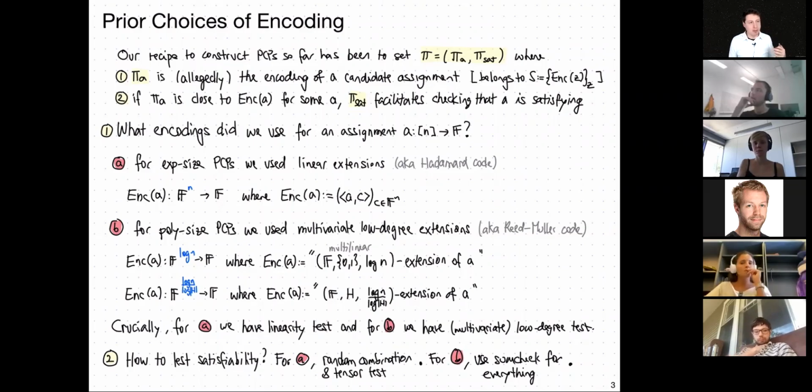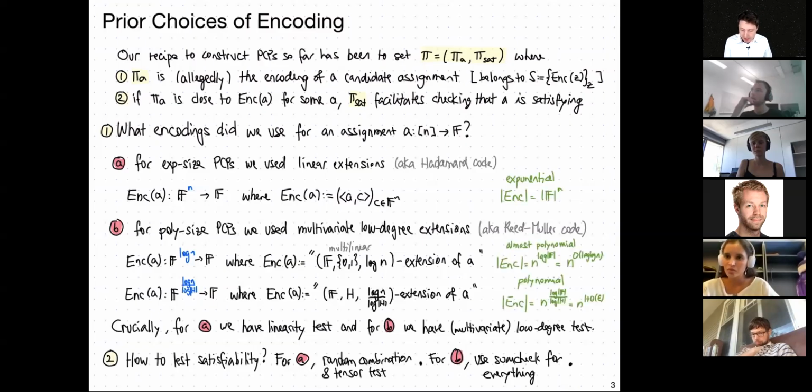Now we want to reproduce this successful paradigm in a way that we will not have these blowups. Certainly if we are aiming for linear size proofs, our blowup has to be constant. Exponential doesn't fit and polynomial doesn't fit. And we discussed last time that anything that uses multivariate extensions is stuck at n^(1+epsilon). So we have to move to something else.